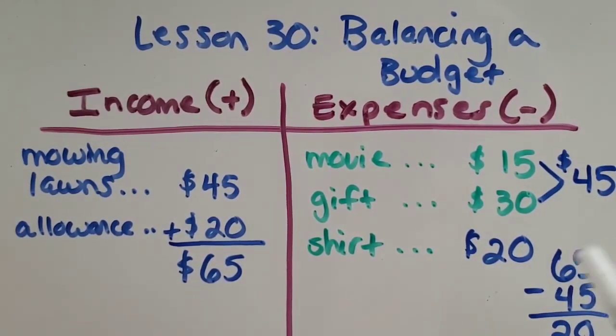Let me ask you one more question. Let's say that the shirt this person was wanting to buy was $25. Would they be able to buy that shirt and still have a balanced budget?